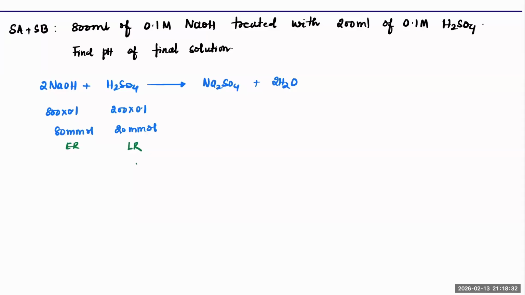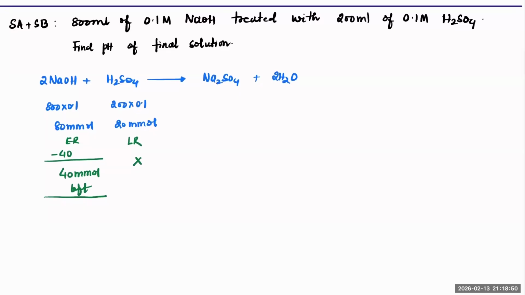So limiting reagent always gets completely consumed. So which means for every 1 mole, we require 2 moles. So 20 millimoles require 40 millimoles. So subtract that 40, which means 40 millimoles left. This many millimoles are left. And on the other hand, H2SO4 is getting completely consumed, so 1 mole is giving 1 mole. So 20 millimoles will give you 20 millimoles of salt. And the rest is water.